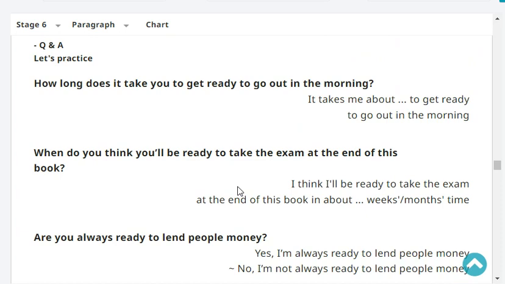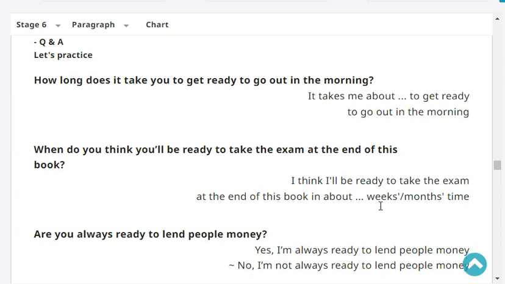How long does it take you to get ready to go out in the morning? It takes me about 1 hour to get ready to go out in the morning.